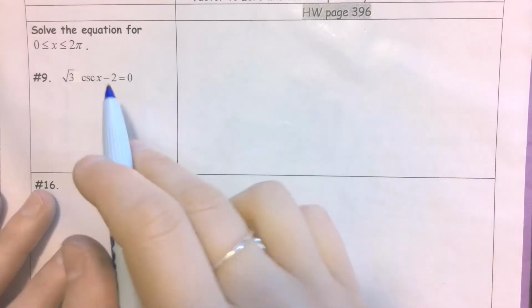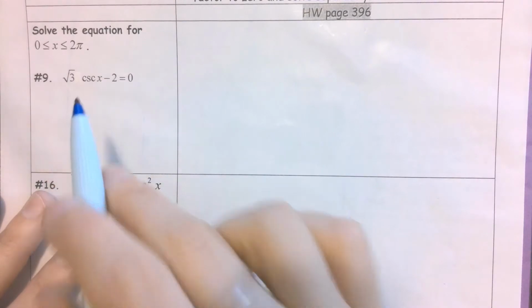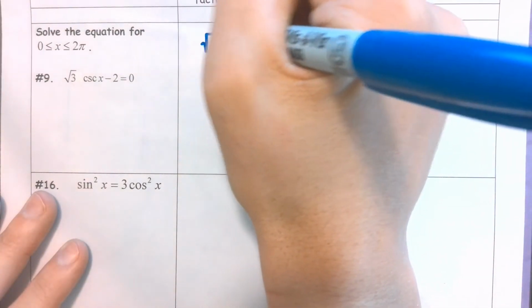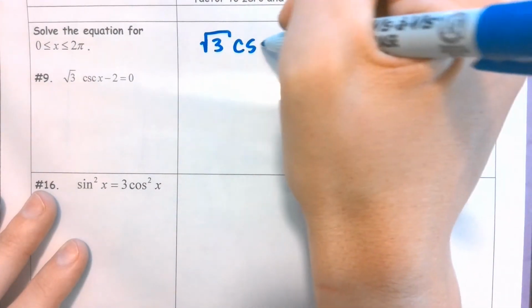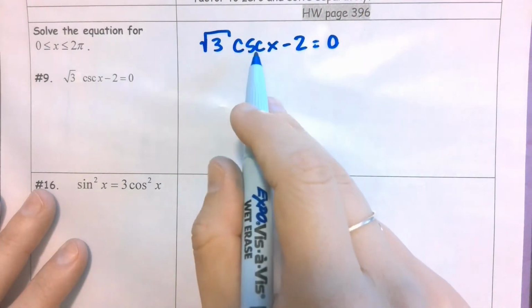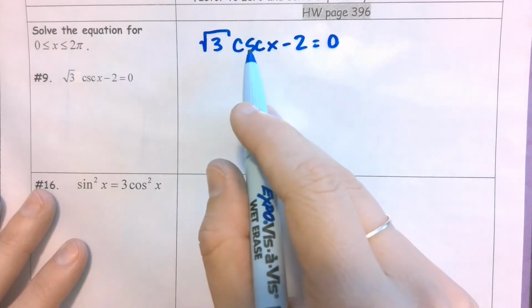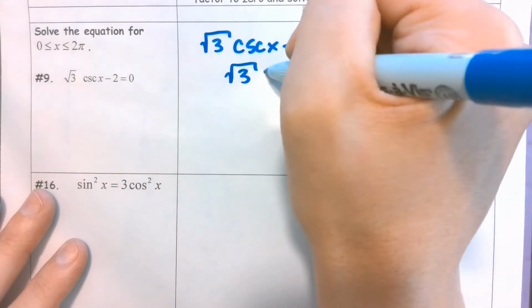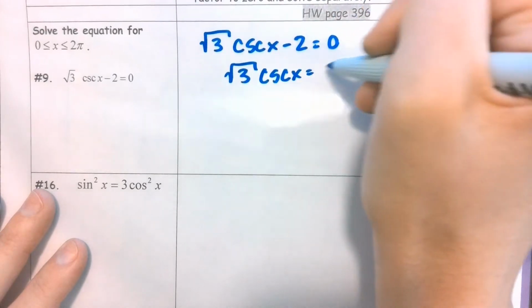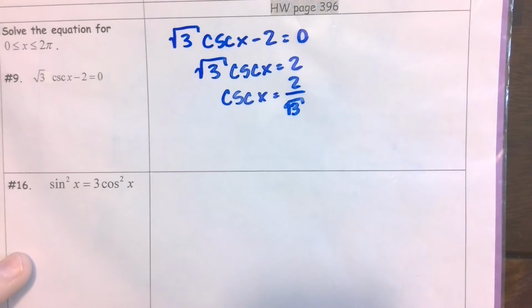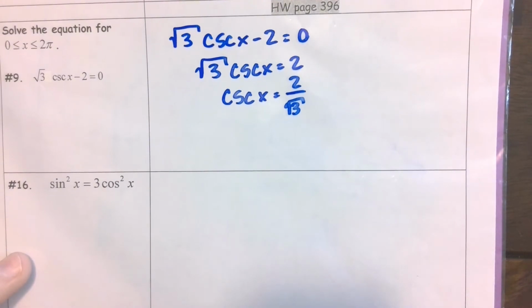So starting with this first example, we do have only one trig function. We've just got cosecant. So this is the type where I'm just going to start by trying to isolate that cosecant. Just like I would if it was just x or, I don't know, radical x, something like that, I'm going to add the 2 over, divide by radical 3.